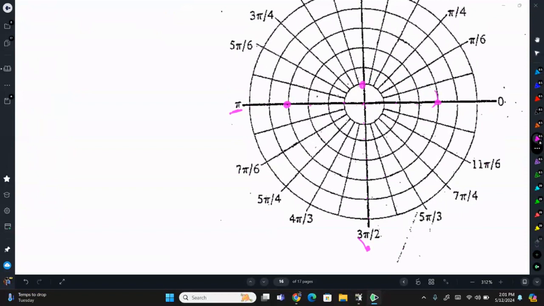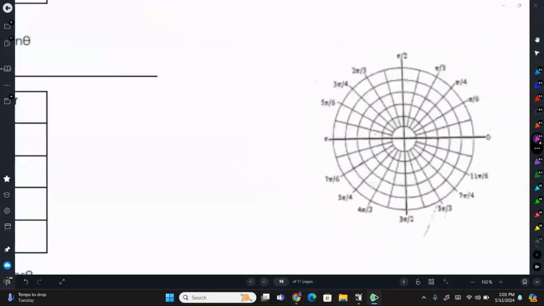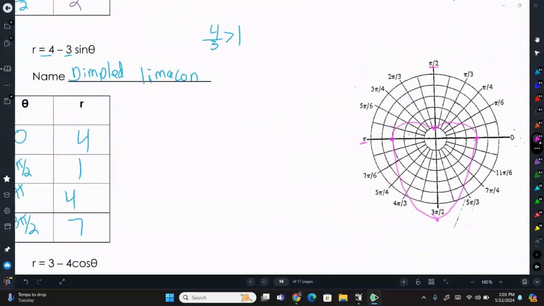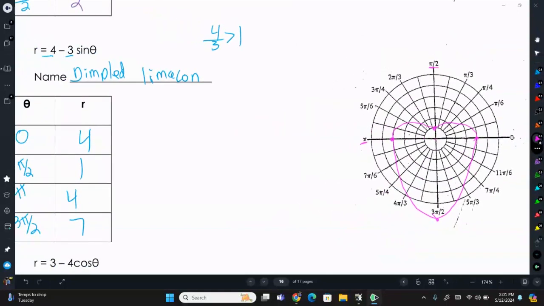So then when we connect the points, we're not going to go as curvy as the cardioid. And then down here, we curve a little bit. Careful not to draw it like a V. We do want it to be a bit curvy because we don't really have any linear parts of these. So that would be our dimpled limaçon.